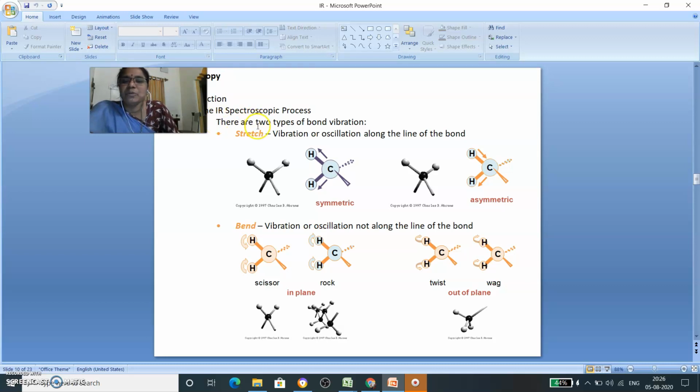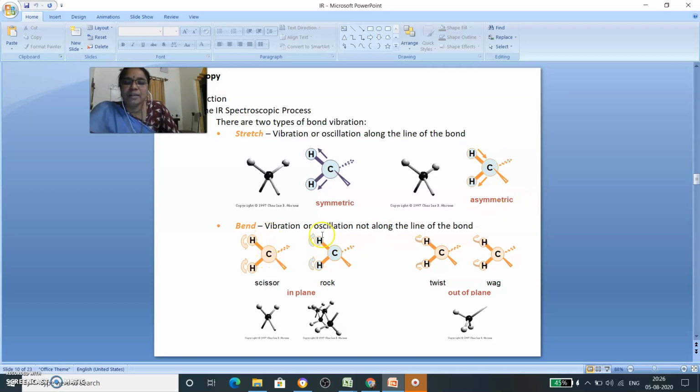In the IR spectroscopic process, there are two types of bond vibration, right? One is stretching, the second one is bending. These are all stretching: vibration or oscillation along the line of the bond, right? So this is the original molecule, let us suppose. This is symmetric, both sides have been stretched equally, hence this is symmetric stretch. This is another case, stretching one side long, one side short, so that's why you can see this arrow mark. This is asymmetric. This is about stretching vibrations.